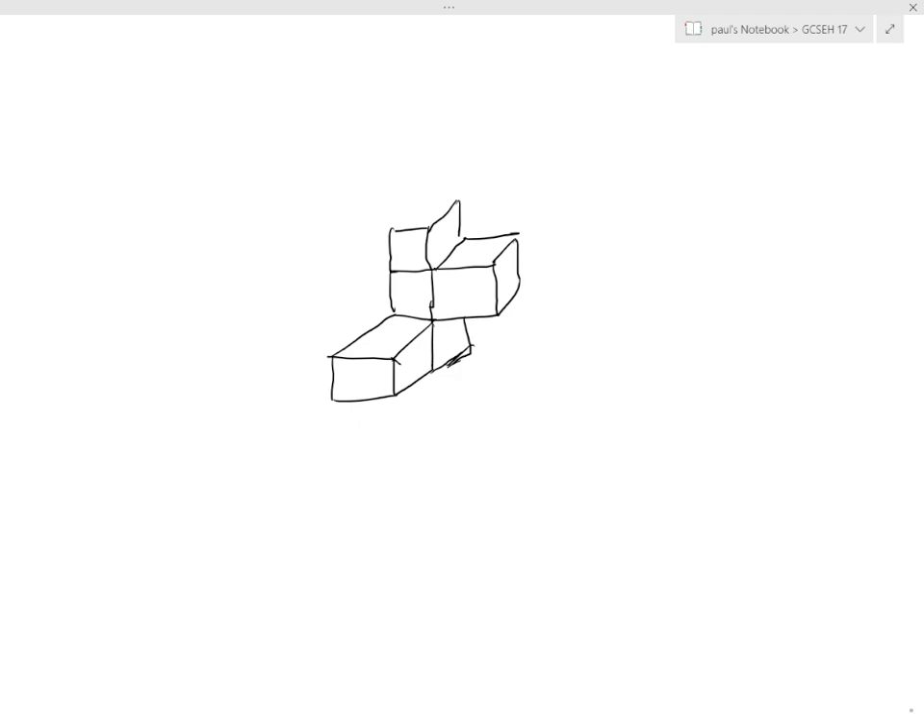There's another one there, and then there's another one on the top, like that. Okay, so we've got a stack of 4 on top of each other, and then lots of sticky out bits. So there's the plan, there's the side, and there's the front. Okay, so what's the plan look like?